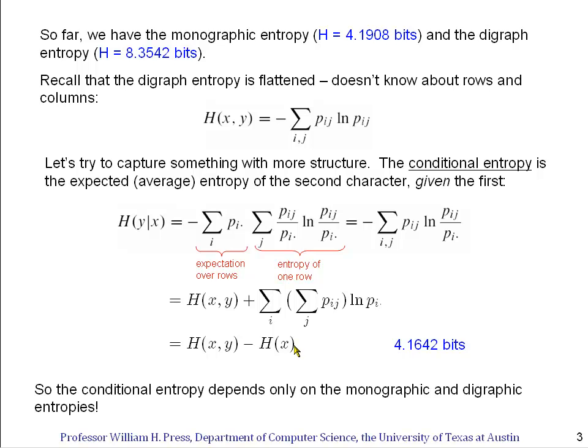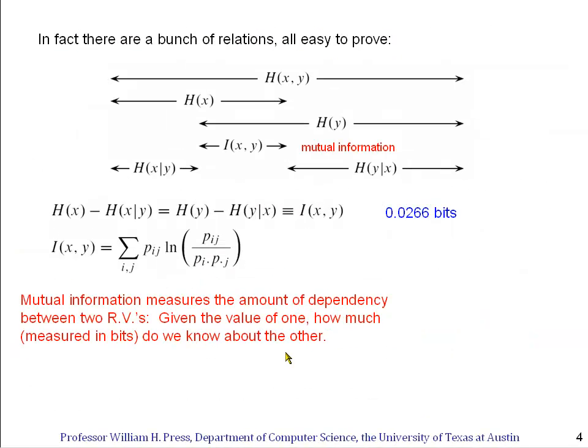So we've learned something. We've learned that the conditional entropy, defined conceptually in this way, actually simply depends only on the monographic and digraphic entropies. In fact, it's the digraphic entropy, and then you subtract the monographic entropy. In fact, there are a bunch of other relations all like this that are easy to prove, and they can be summarized in this diagram here. And let me show you how you use this.